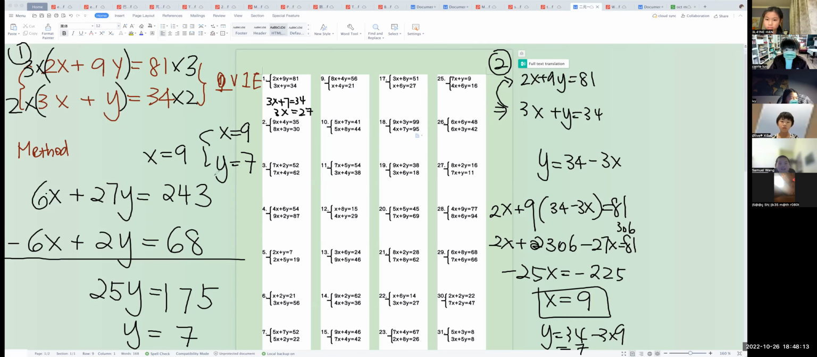we get x equals 9, y equals 7. So how do we know if it's right or not? We put it back. So 2 times 9 plus 9 times 7. Does it equal 81? If it does, then that's right. If it does not, that means you got something wrong.